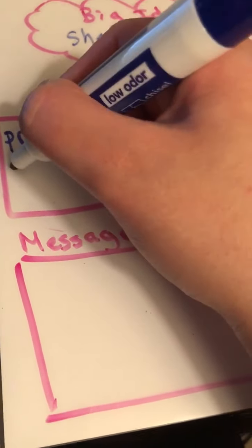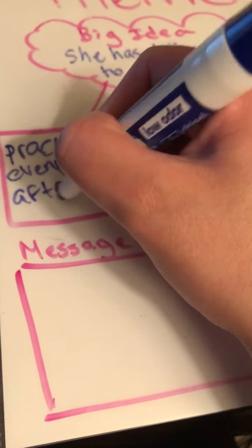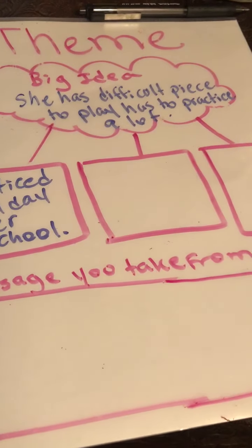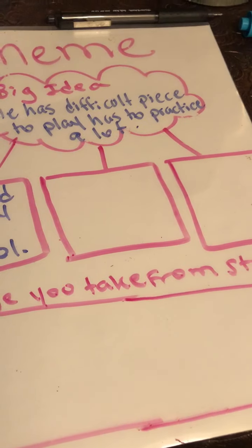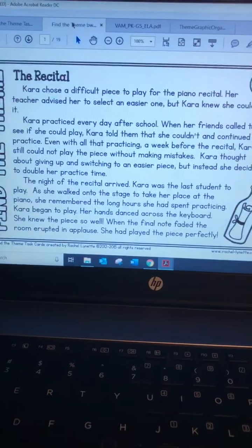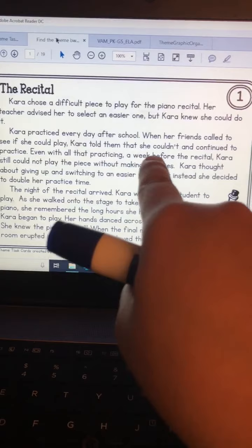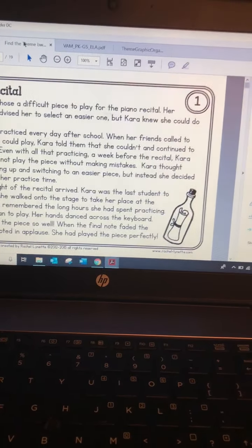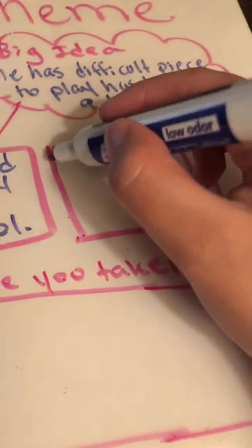Practiced every day after school. All right. What is my second piece of evidence? So I go back to my text. I keep reading. Her friends called to see if she would play. She told them she couldn't and continued to practice. So she's refusing to go out to play with her friends because she wants to practice instead. So I'm going to put that down in my second box.